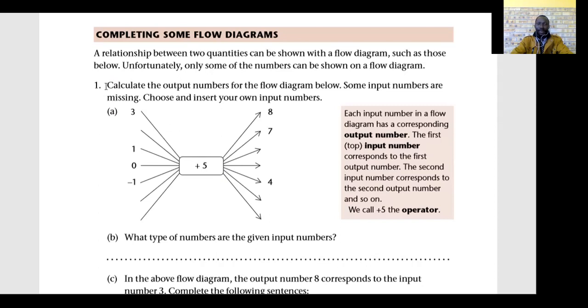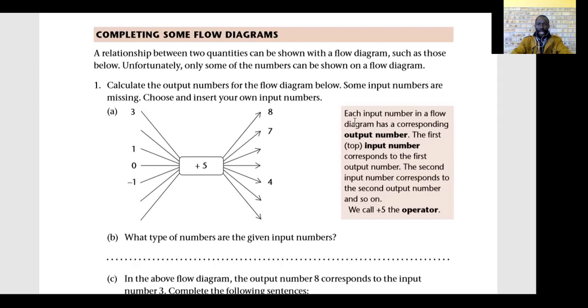Now, here in part 1, we are supposed to calculate the output for the flow diagrams below. Some input numbers are missing. So choose and insert what your own input number is going to be. Now, some definitions here. Each input number in the flow diagram has a corresponding output number.